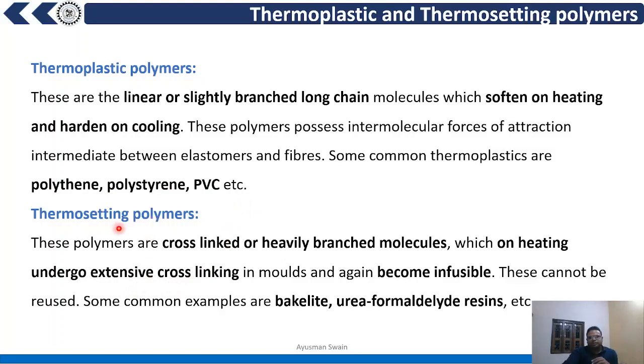Thermosetting plastics are cross-linked and heavily branched molecules which on heating undergo extensive cross-linking in molds and become infusible. These cannot be reused. So once you heat, it cannot come back to its original state. Examples are Bakelite and urea formaldehyde.